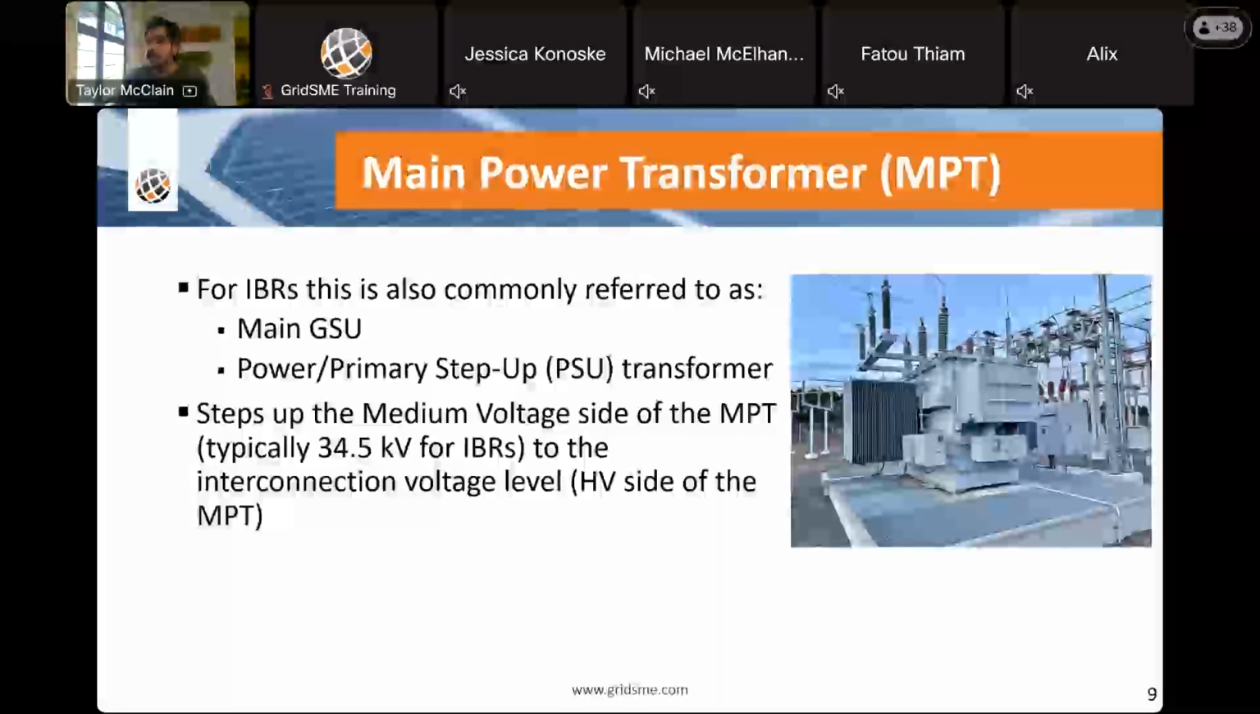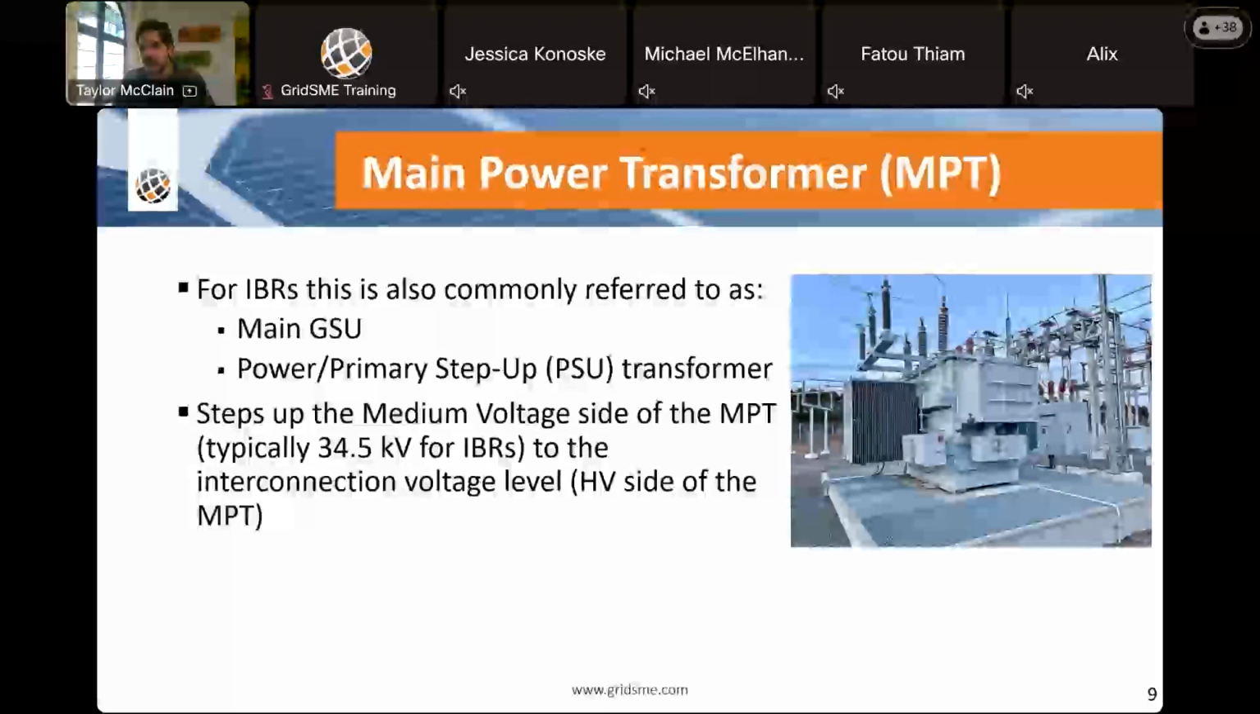So inside the project substation, as mentioned in the previous slide, are the main power transformers. For inverter-based resources, you'll hear the main power transformer sometimes referred to as the main GSU or the power or primary step-up transformer. It kind of depends on which area of the country you're looking at. They use different terminology for that, but it all refers to the same thing.